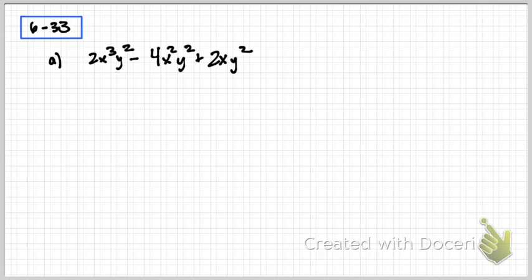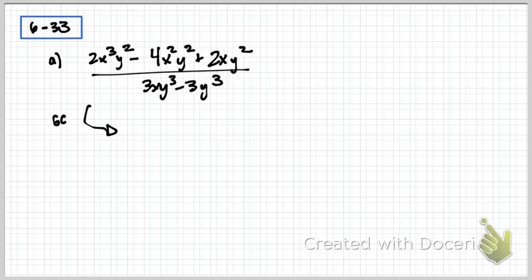All right, 33. Crazy algebra. This will be fun. It's Frank. Frank's all over this. 2x cubed y squared minus 4x squared y squared plus 2xy squared, all over 3xy cubed minus 3y cubed. What do you want to do first here? It's got to be the GCF. So pull out all of your factors.